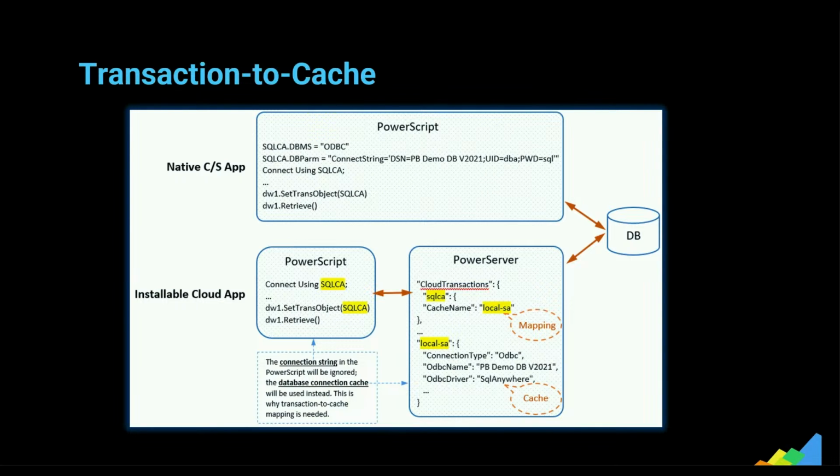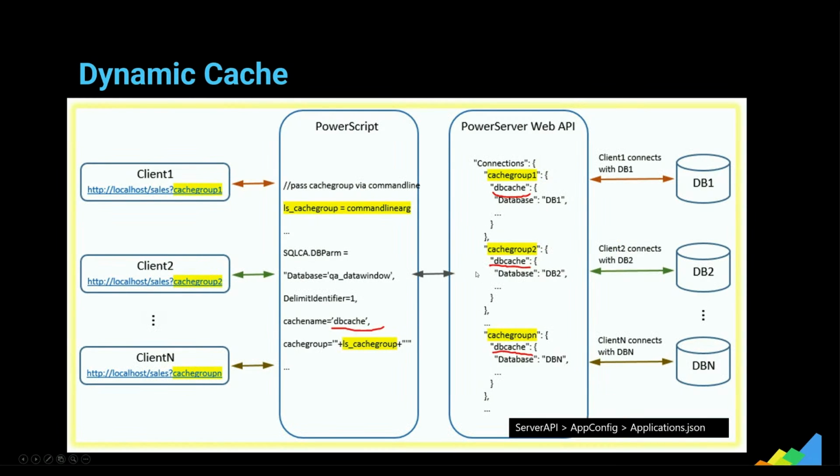A second option is called dynamic cache. The goal is to choose the PowerServer caches at runtime. In this case, the transaction dbparm can include two parameters, which are only valid in PowerServer apps, not in PowerBuilder client-server apps. They are called cache group and cache name. So cache name is mandatory, cache group is optional.